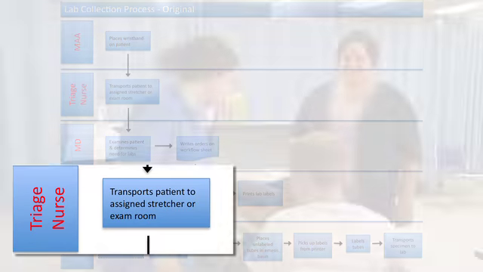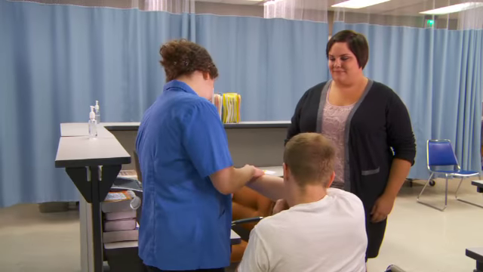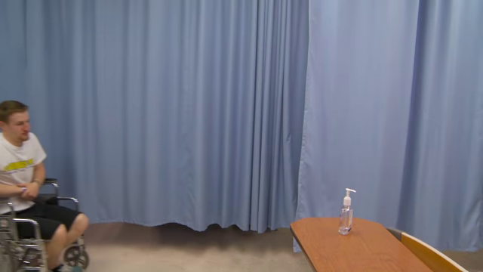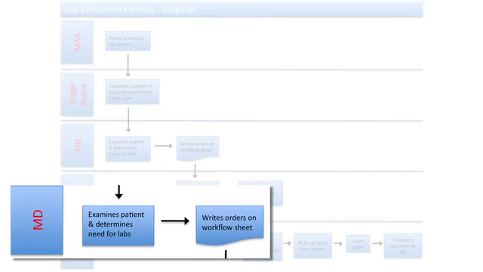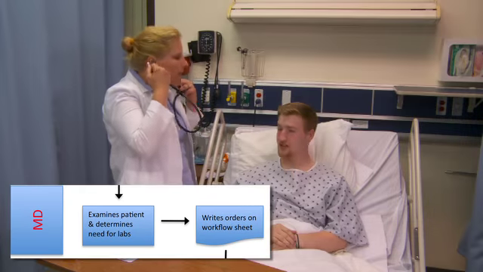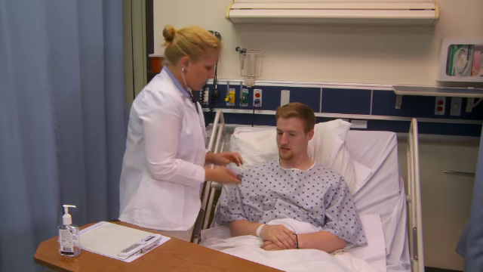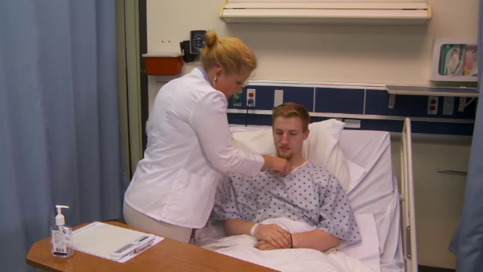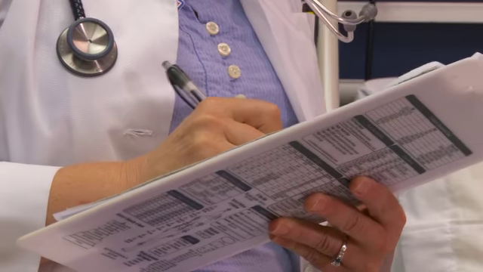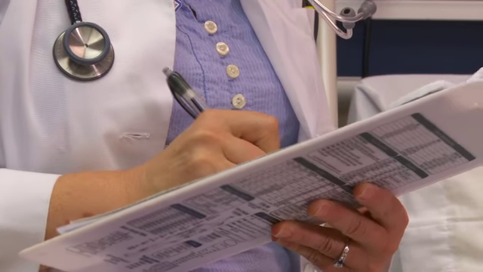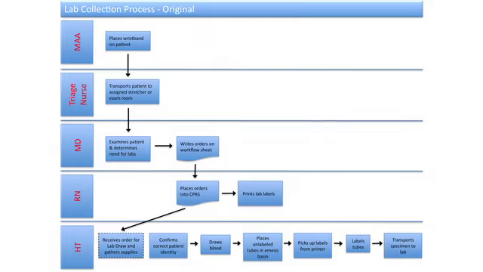After the intake's completed, a triage nurse then transports the patient to a stretcher or exam room. Once the patient is in an exam room, a medical provider, typically a physician, examines the patient, learns the symptoms and health history, and determines the need for any labs. If labs are needed, the physician then writes the orders on the workflow sheet.